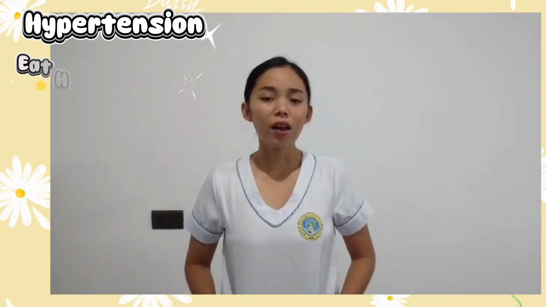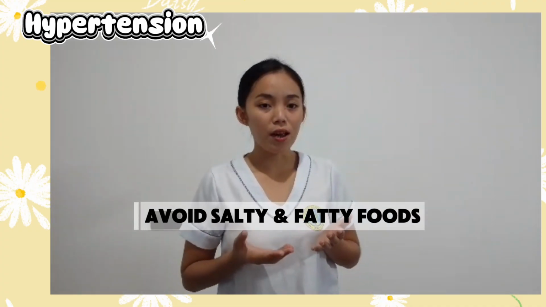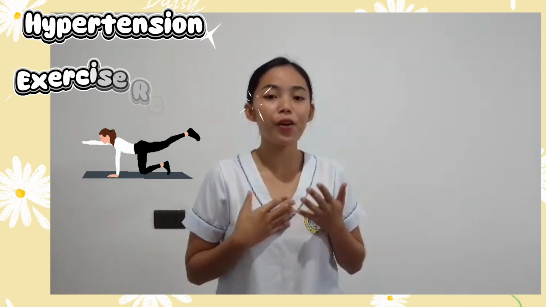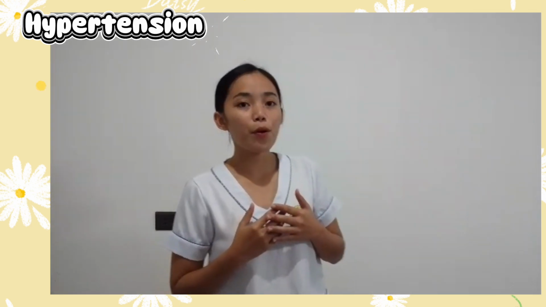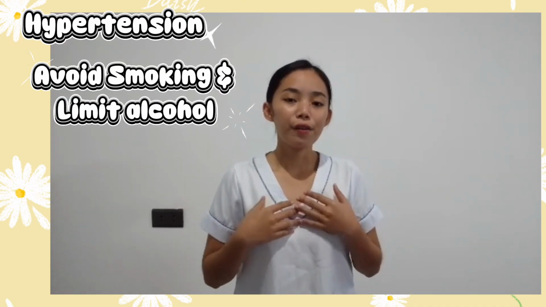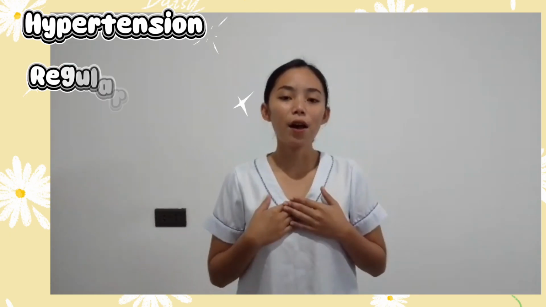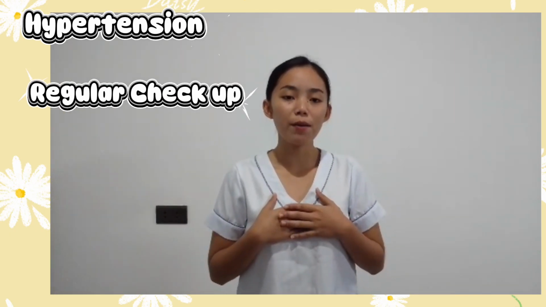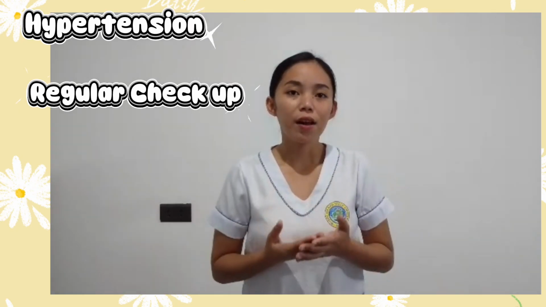To prevent hypertension, first, eat healthy foods like fruits and vegetables, and avoid salty and fatty foods. Second is exercise regularly, at least 30 minutes a day. Third is avoid smoking and limit alcohol because it can raise blood pressure. And lastly, have a regular checkup to monitor your blood pressure. So, a healthy lifestyle can prevent hypertension.